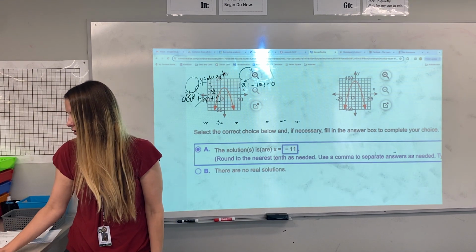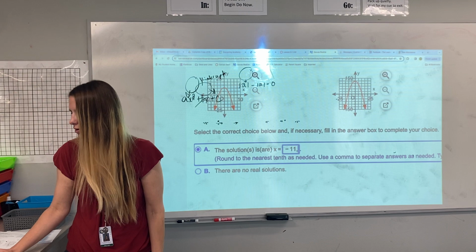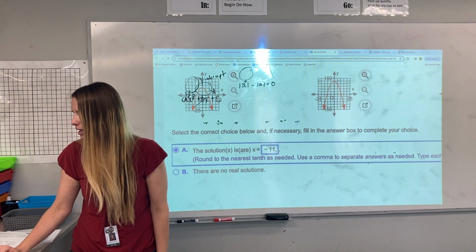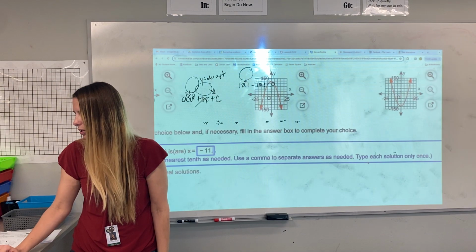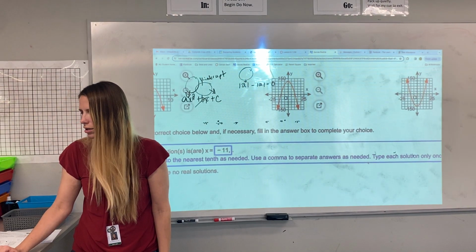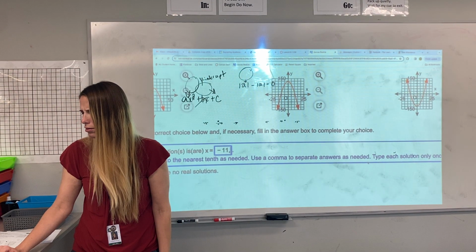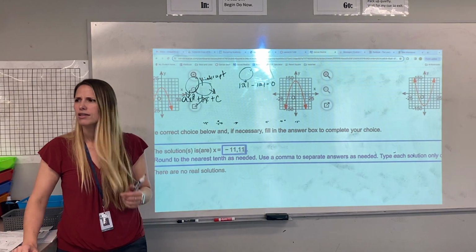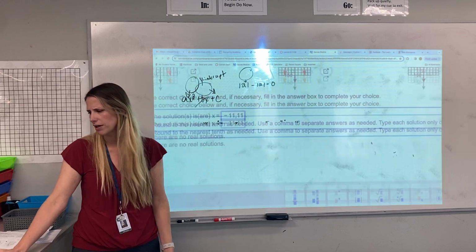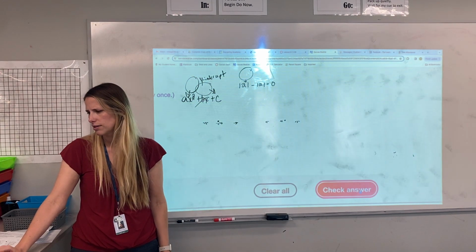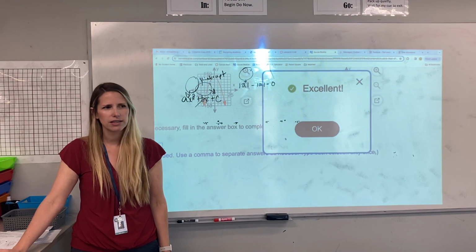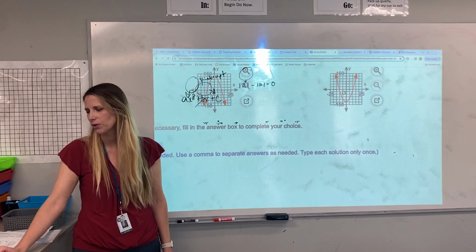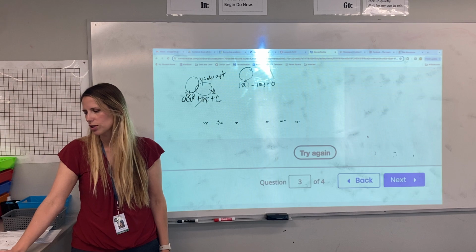Negative 11, comma? I can't put commas over it. It says use a comma to separate the answers needed. Take each solution only once. You have to put a period and then a 0 and a comma. And then 11. There you go. Yeah, that's weird. I literally just did it. Negative 11, comma 11. Excellent. They loved it. They ate it up with a spoon. I don't know what you're talking about, Willis.